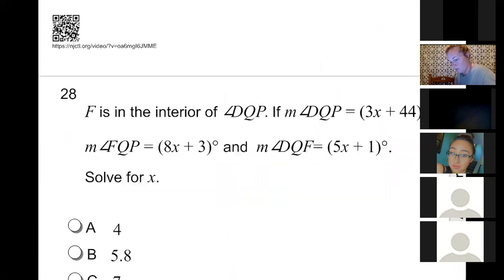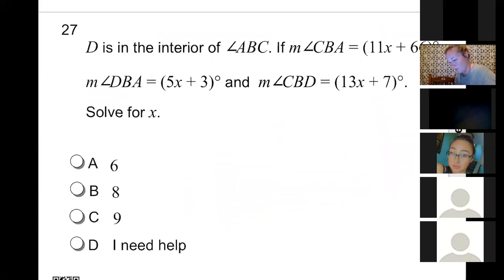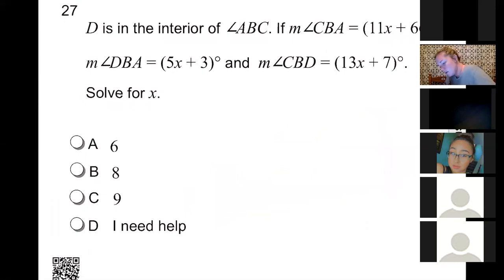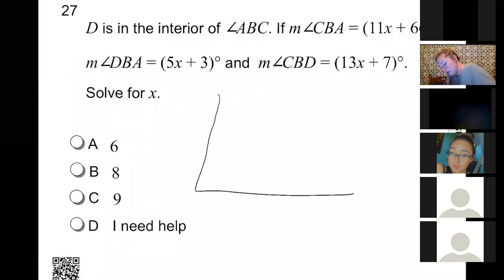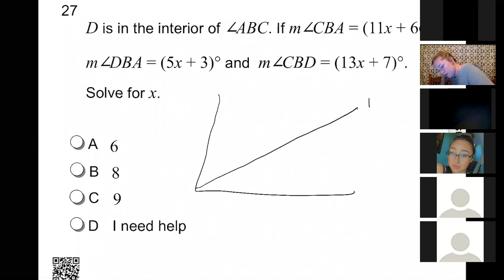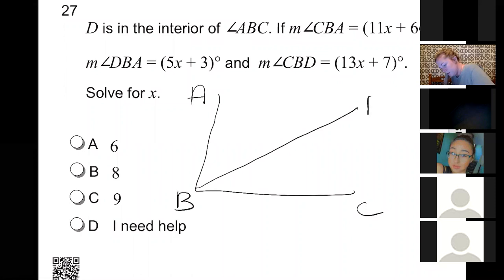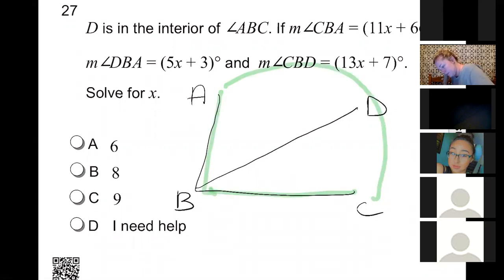Let's look at another one. Holy moly, this knowledge check just keeps going, huh? So it says D is in the interior of ABC. So if it's in the interior, we know it is not on a straight line. So we can go ahead and draw this. This would be our D. Then we have A, B, C. So C to B to A, so it's talking about the whole outside, is 11x plus 66.